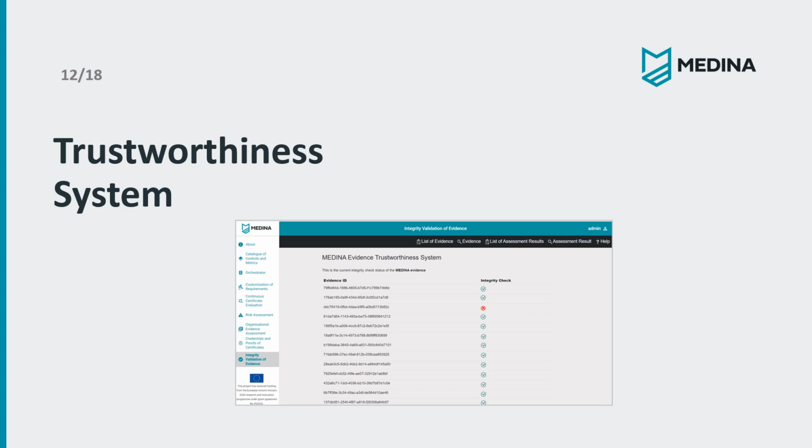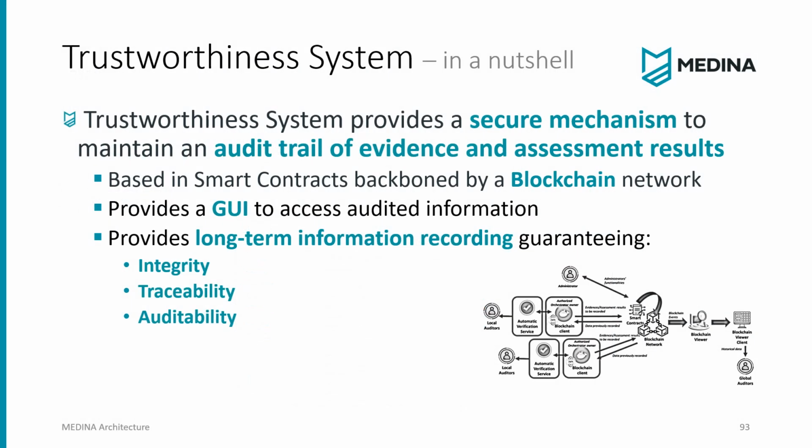Trustworthiness System. The Trustworthiness System provides a secure mechanism to maintain an audit trail of evidence and assessment results. The proof of integrity is based on smart contracts in blockchain. It provides long-term records and a GUI to access the MEDINA's audited information.